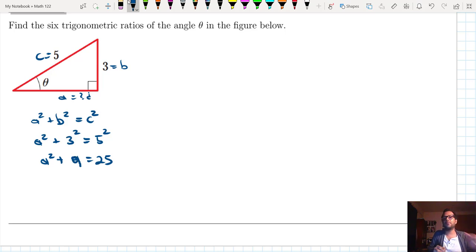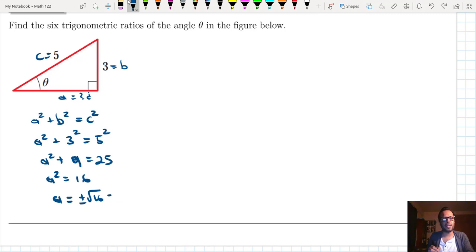Sometimes when I write a's and 9s, they look the same. Okay, so a squared equals, subtract 9 from both sides, we get 16, and take the square root on both sides. We get a equals plus or minus the square root of 16, which is plus or minus 4, right? However, in this case, we're looking at a length of one of the sides of a right triangle, so we don't need to use this plus or minus, right?